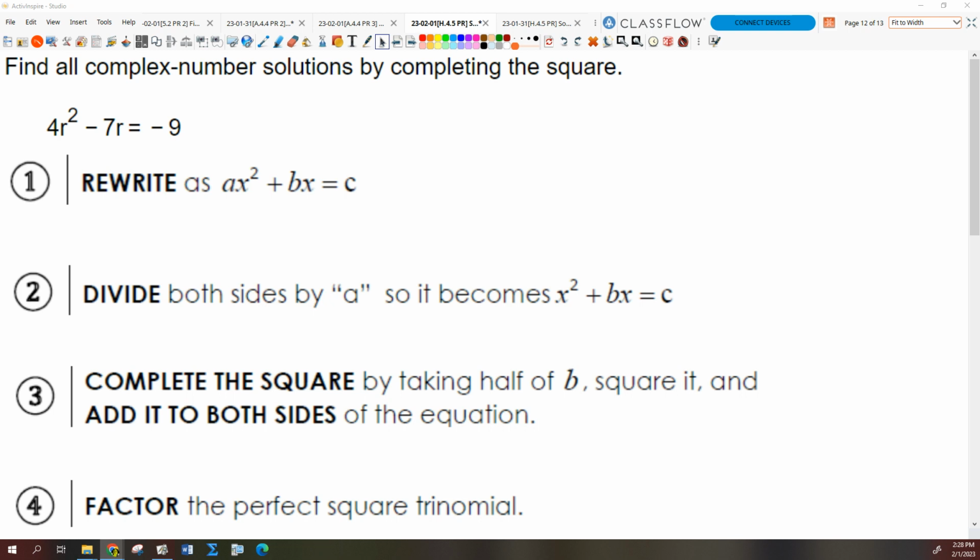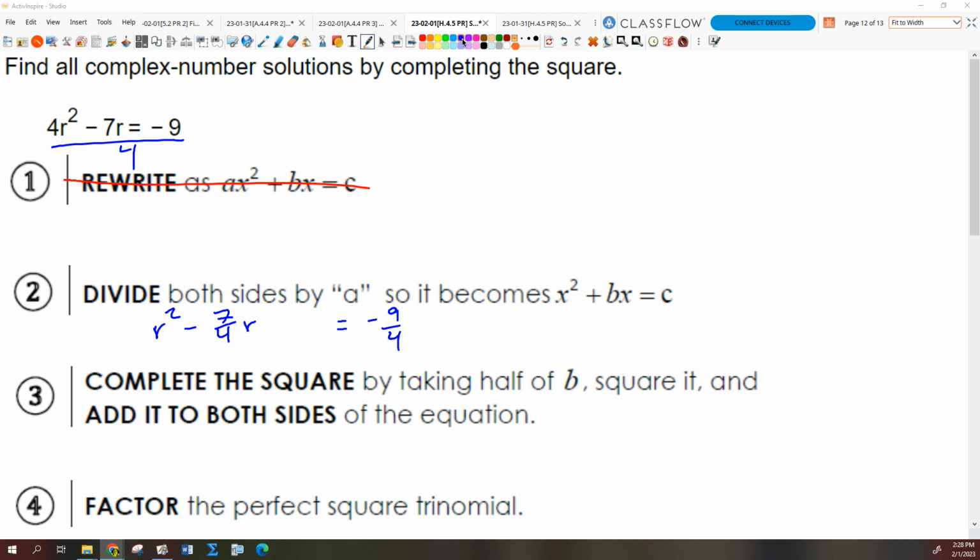Okay, step number 1. Divide by 4. We got to divide by a, right? We got to divide by 4. So when we do that, we're able to skip that step. We divide everything through by 4, and that's going to give us r squared minus 7/4 r equals negative 9/4, right?